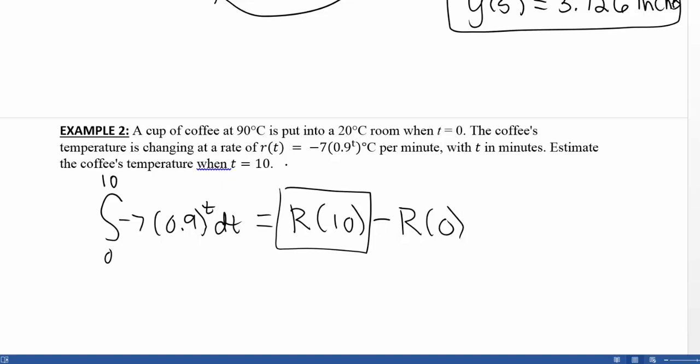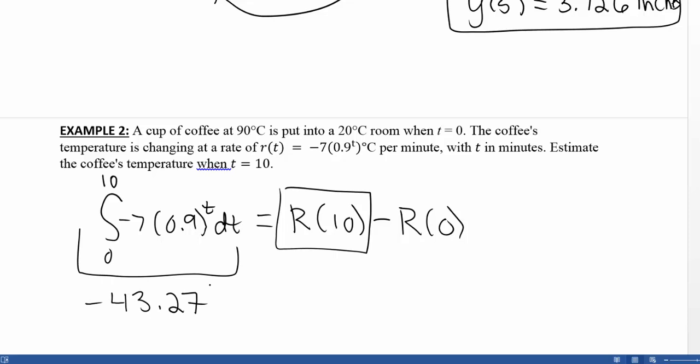So if I were to integrate this rate, this function here, again, I'm going to use my calculator, and that's going to tell me how much the temperature changed. So here, if I integrate that, I get -43.27. So let's talk real quick about units.